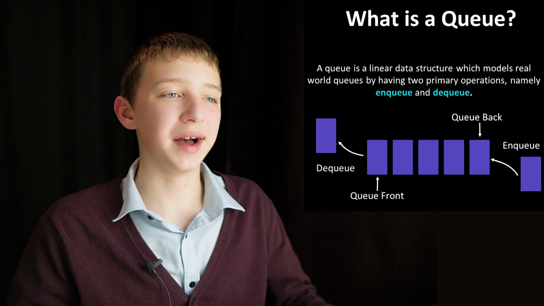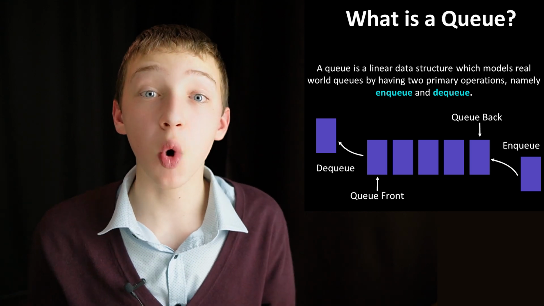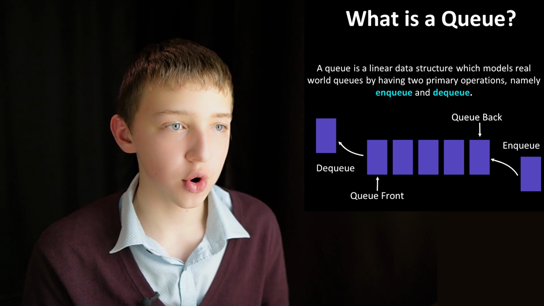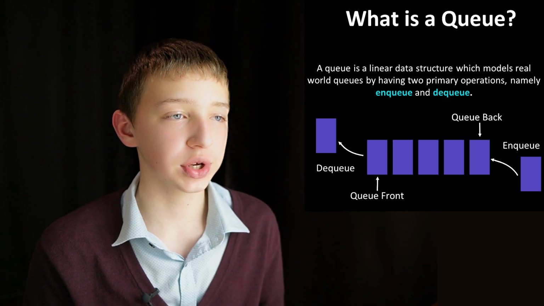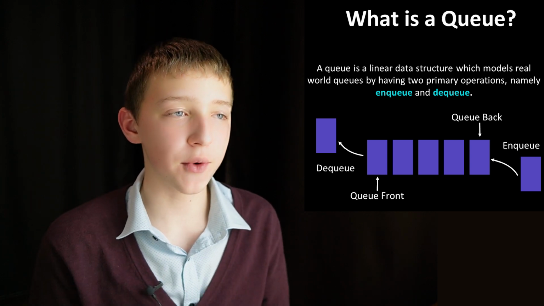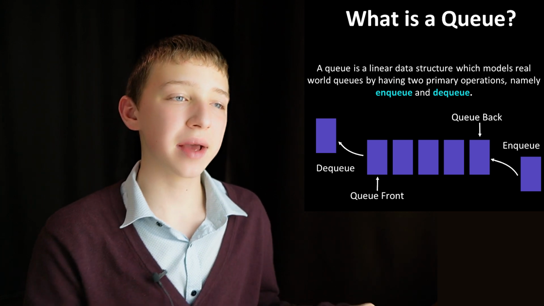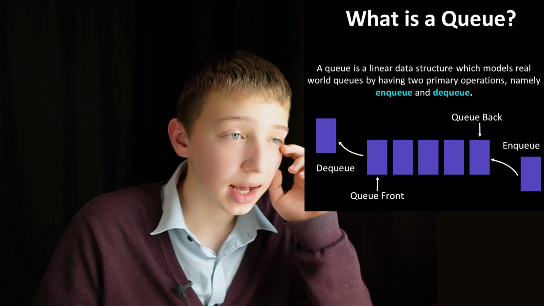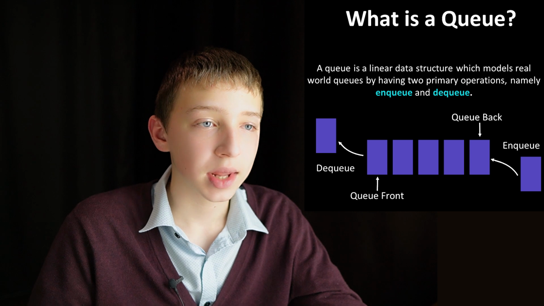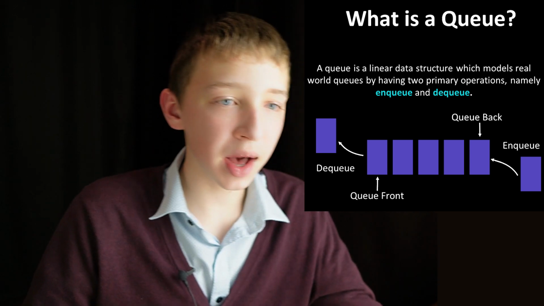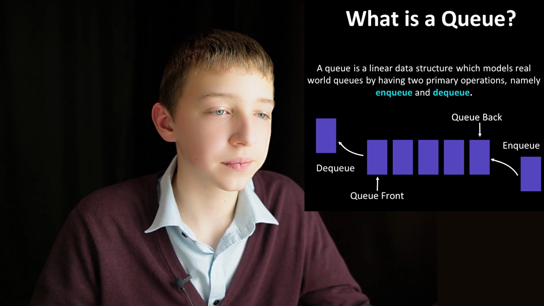Okay, so now let's talk about what a queue is. A queue is a linear data structure which models real-world queues. It has two primary operations, named enqueue and dequeue. Below, at the bottom of the slide, you can see a basic queue.